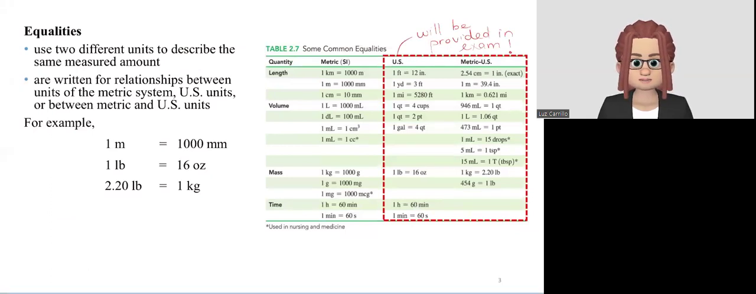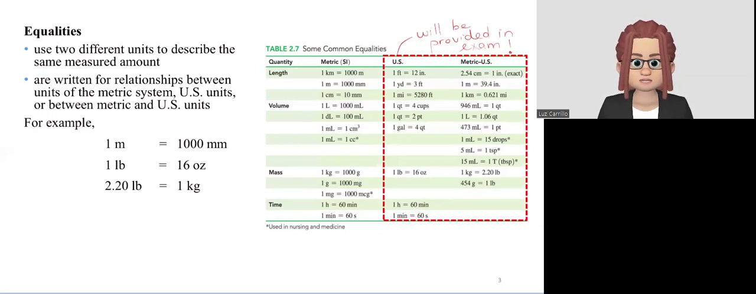Equalities use two different units to describe the same measured amount. It is a written relationship, and they can be done between metric system units, like in the case of 1 meter equals 1,000 millimeters. It can also be written for US units, like in the case of 1 pound equals 16 ounces. And lastly, we can even have it for relationships between metric units and US units, like in the case of 2.20 pounds equals 1 kilogram.